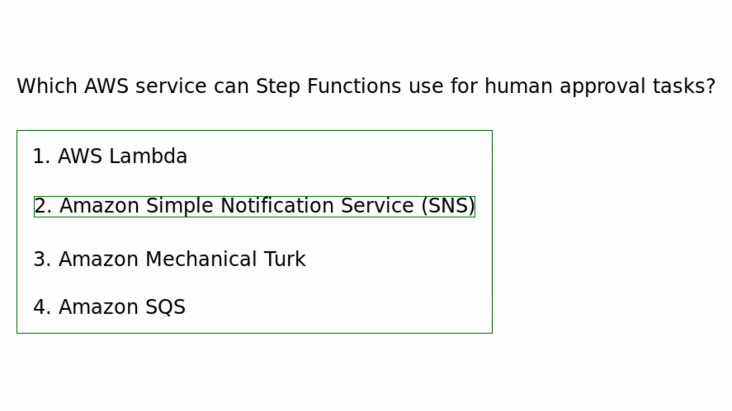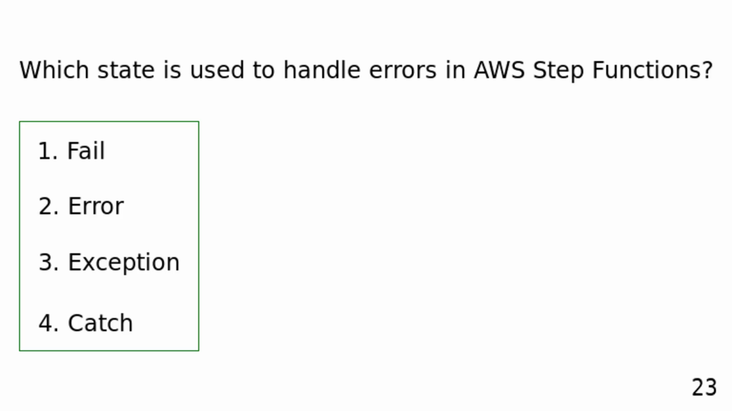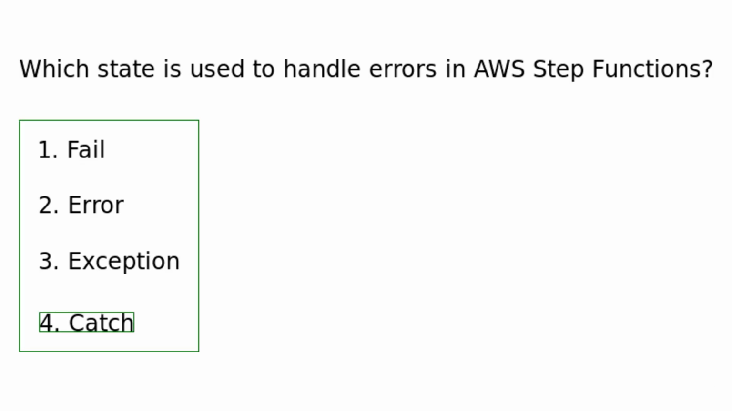Which state is used to handle errors in AWS Step Functions? Fail. Error. Exception. Catch. The Catch field within a state is used in AWS Step Functions to handle errors, allowing you to define error handling paths for different types of errors.